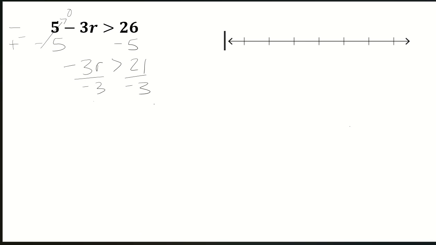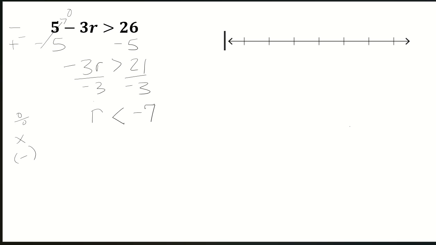Okay, negative 3 divided by negative 3 is 1. I don't need to write 1 because 1 times anything is itself. All right, so that's going to be negative 7. But look at what happens with the inequalities. With the inequality, I'm going to have to flip the inequality. Whenever I divide or multiply by a negative number, I have to flip my inequality. Okay, I flip my inequality, then I'm done.